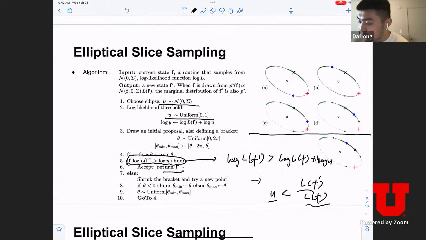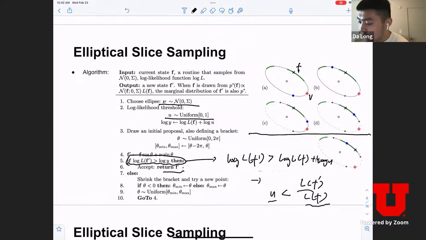So the procedure is like this. This is the ellipse. As you vary theta, it will give you an ellipse like this. The black cross means the current sample, and the red cross means V. You construct an ellipse through those two points, and then start the sampling.